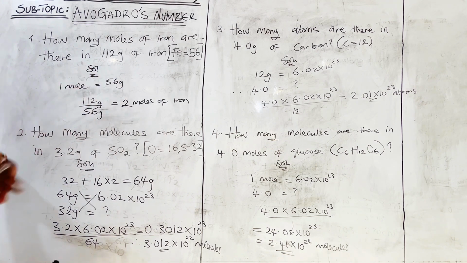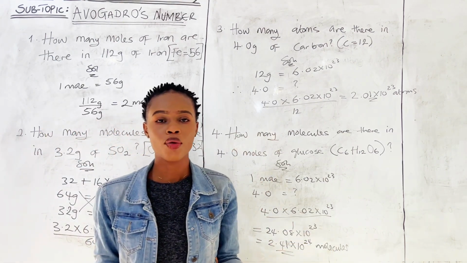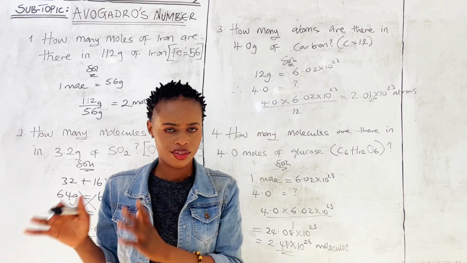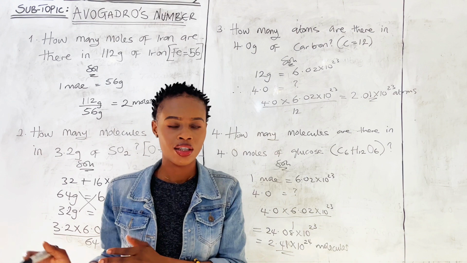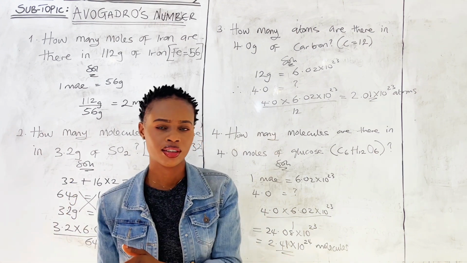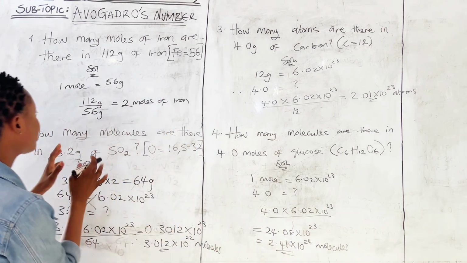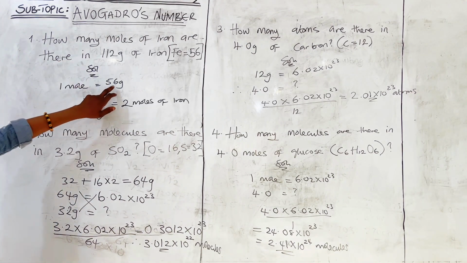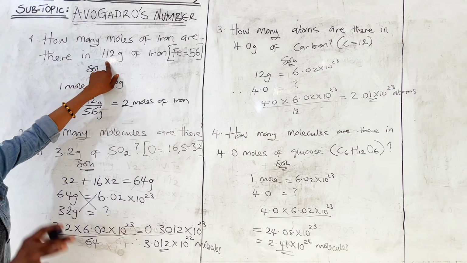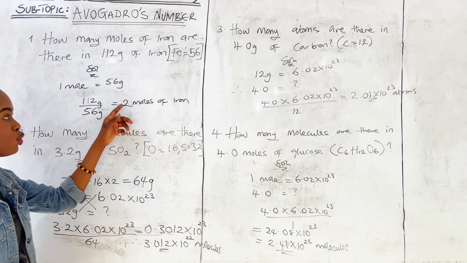So it's like me saying, if 12 eggs are in a crate, how many crates are in 60 eggs? You simply divide 60 by 12. Or if I say, if 12 eggs are in a crate, how many eggs are in 4 crates? You simply multiply 4 by 12. I don't know if you understand. So that is the same concept here. If we have 1 mole, which is 56 grams, how many are there in 112 grams? It's simply to divide 112 by 56 grams, and then you get your 2 moles of iron.